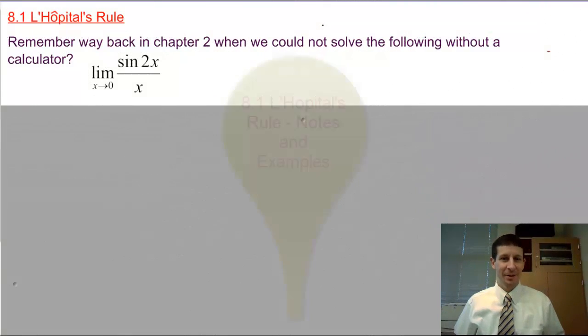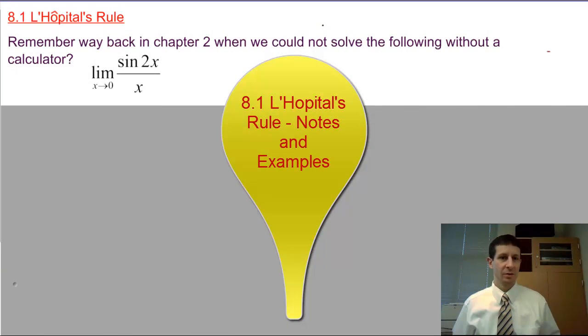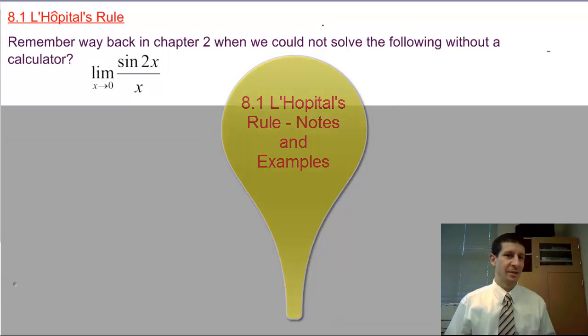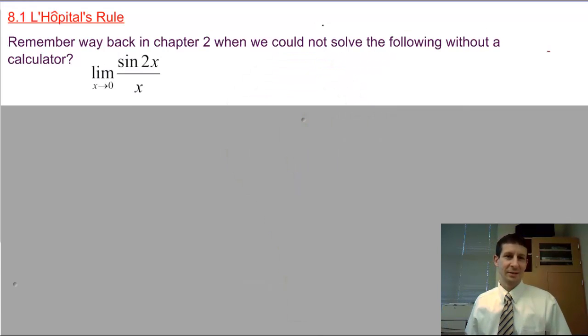Hi, welcome back everybody. Today we're going to move into Chapter 8 and specifically Section 8.1. So we're going to get away from using integrals to find areas and volumes. We're going to go way back to a topic we did in Chapter 2, and that's finding limits. 8.1 is about a rule called L'Hopital's rule, which is a very simple yet extremely powerful method to calculate some limits that we had trouble with back in Chapter 2.